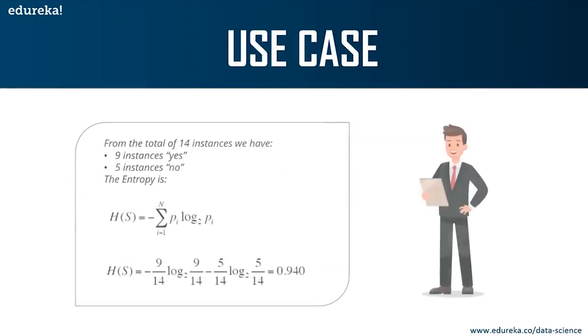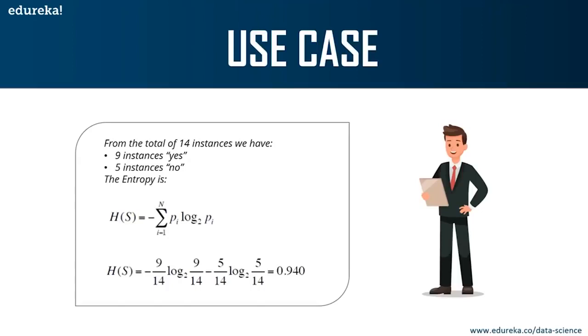So from the total of the 14 instances that we saw, 9 of them said yes, and 5 of the instances said no, that you cannot play on that particular day. All right, so how do you calculate the entropy? So this is the formula. You just substitute the values in the formula. When you substitute the values, you'll get a value of 0.940. This is the entropy, or the uncertainty of the data present in our sample.